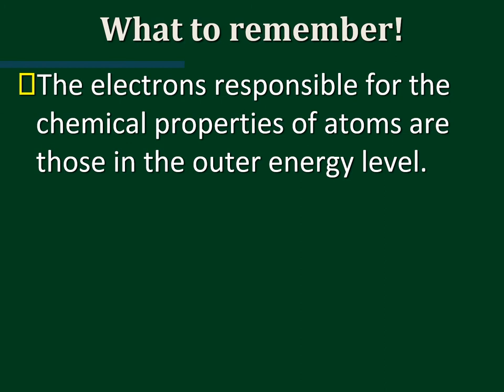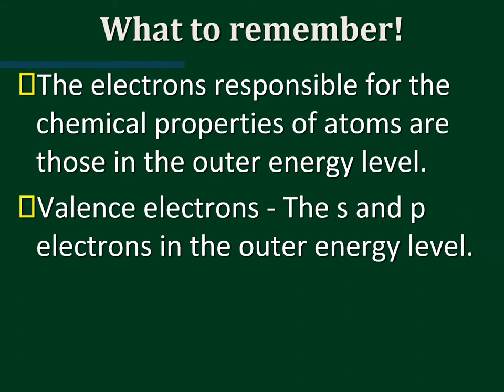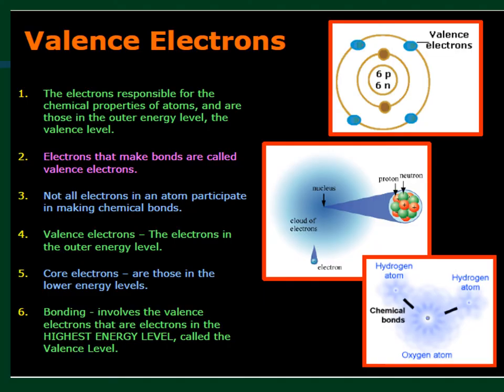The electrons responsible for the chemical properties of atoms are those in the outer energy level. So valence electrons, the s and p electrons in the outer energy level. And core electrons are those in the inner energy levels. We go now with the valence electrons. So the electrons responsible for the chemical properties of atoms are those in the outer energy level, the valence level. So electrons that make bonds are called valence electrons.